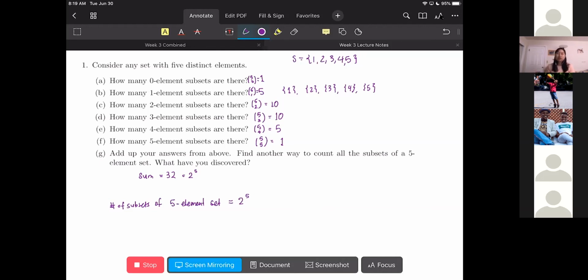And so if we think about how many ways are there to choose whether to put all these 5 elements in the set or not in the set, then we get 2 times 2 times 2 times 2 times 2, because for each element we have those 2 choices.